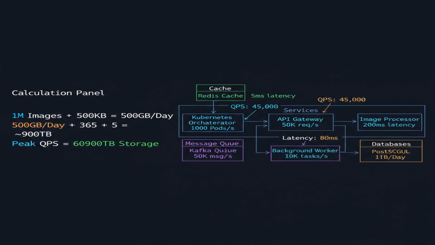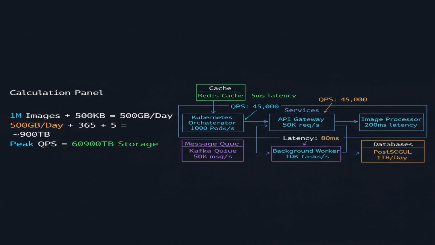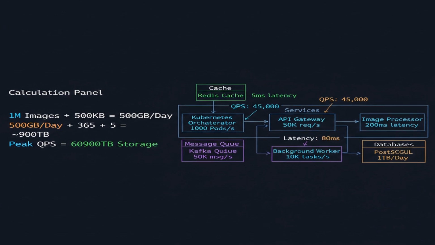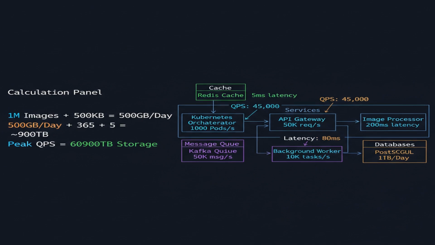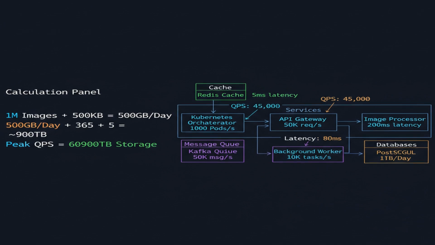For storage, if we keep images for 5 years, that's 500 gigabytes per day times 365 days times 5 years equals roughly 900 terabytes. We'll also need to store feature vectors. If each feature vector is 2 kilobytes, that's 2 gigabytes per day, adding 3.65 terabytes over 5 years. This means we need to consider data storage and scalability challenges. These estimations highlight the need for a distributed system.